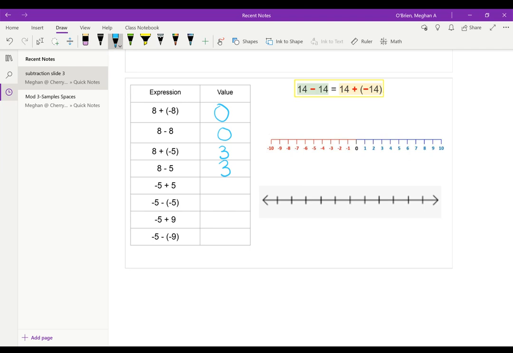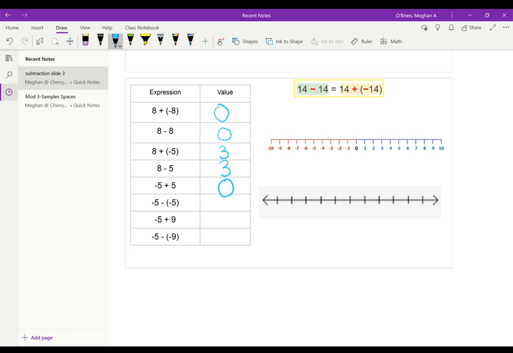Next one, negative 5 plus positive 5. Those are opposites. I know that their sum is 0. Ooh, this next one looks a little tricky. Negative 5, take away a negative 5.